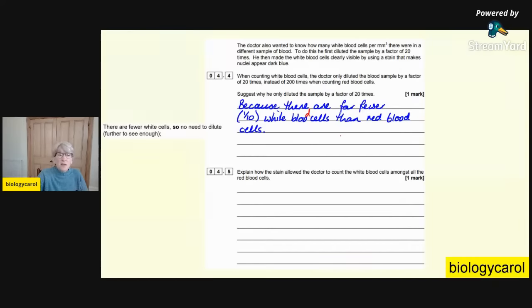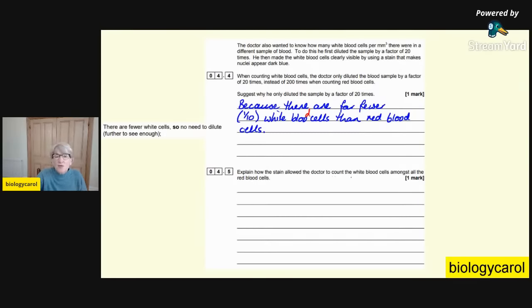And I kind of thought that would be enough for 1 mark. But look, I didn't get the mark because there was no need to dilute further. I kind of thought that was self-explanatory from the question. But anyway, so I didn't get the mark.